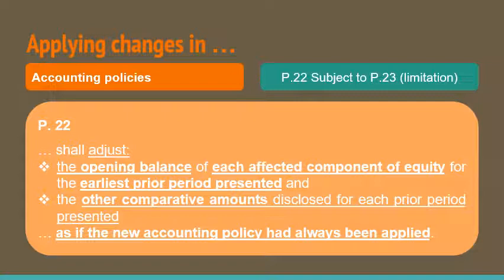So, what this provision is trying to say is, if you do the adjustment due to the change, not only do you need to adjust the value for the current financial year, but also the comparative amounts that you presented together with the current financial year. This is again to show as if the new accounting policy had always been applied. And again, please note that this application is subject to limitation stated in paragraph 23.